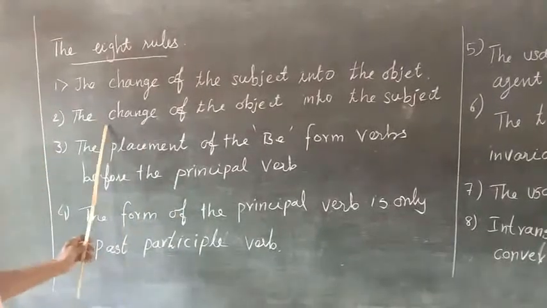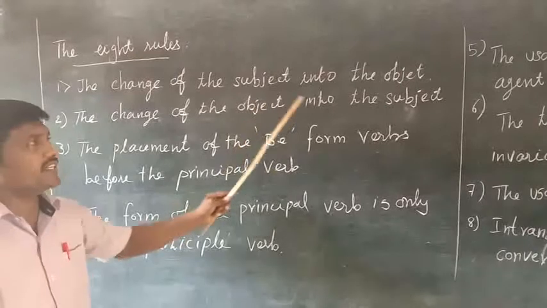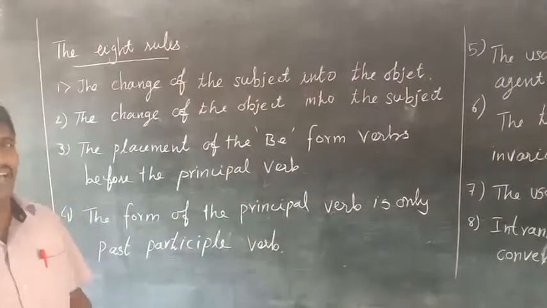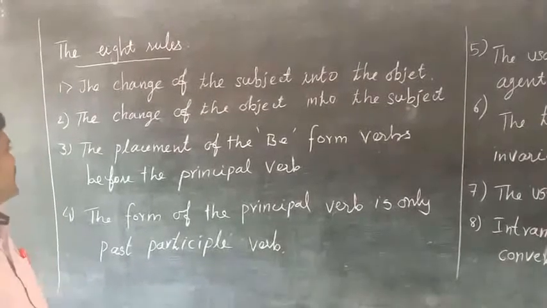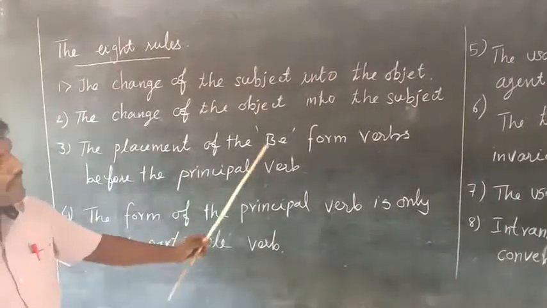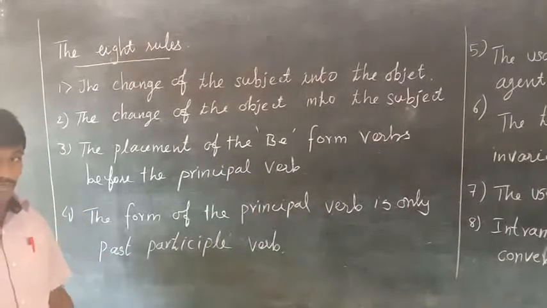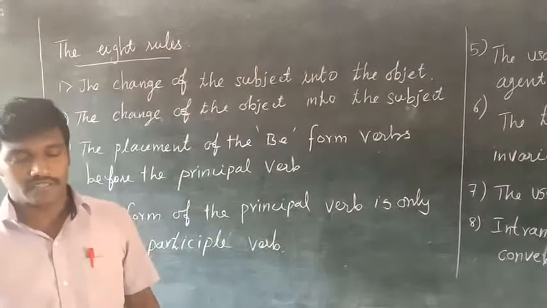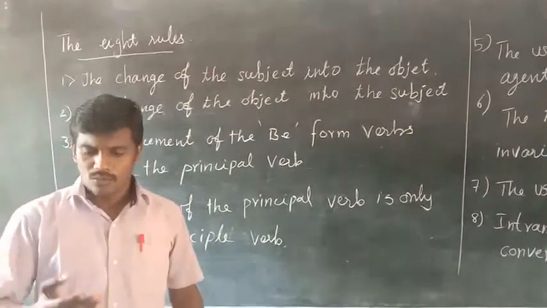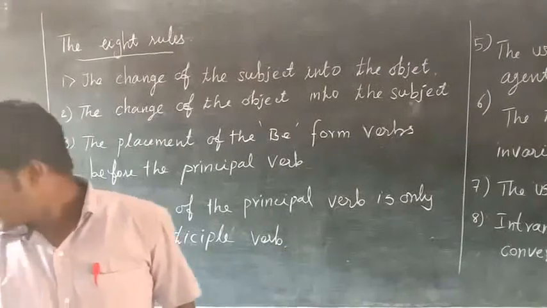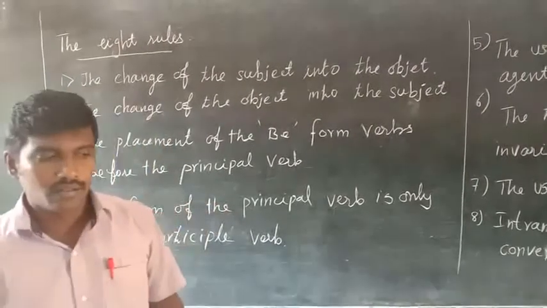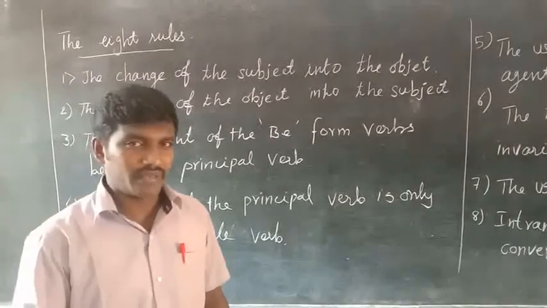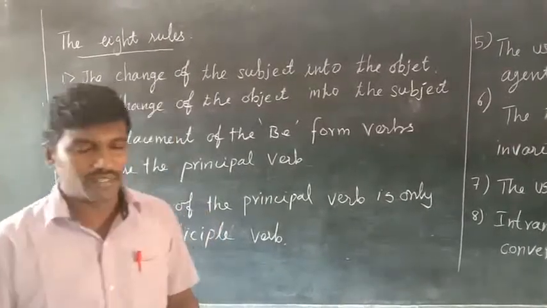The other one, the change of the object into the subject place. It's very nice and very easy to learn the active voice and passive voice. And the placement of the be form verbs I taught you in the previous classes, when you learned the tenses. What are the be form verbs? Am, is, are, was, were, be, been and being. There are 8 words in the be form family.